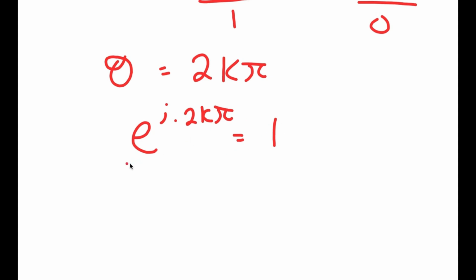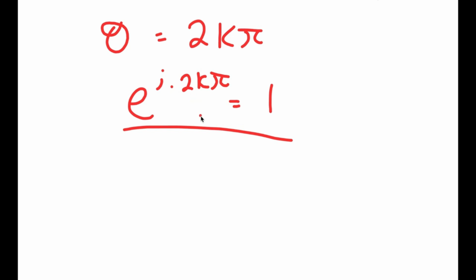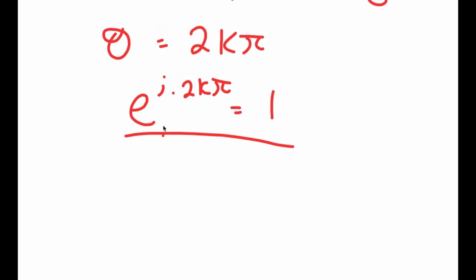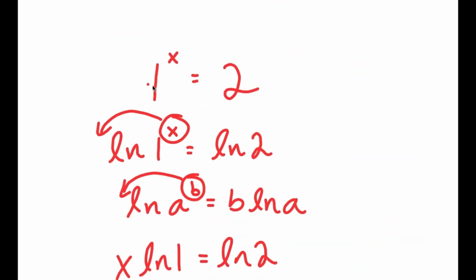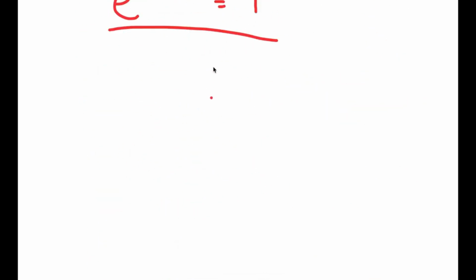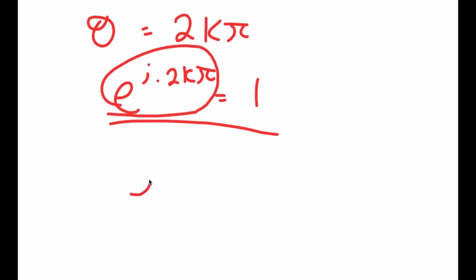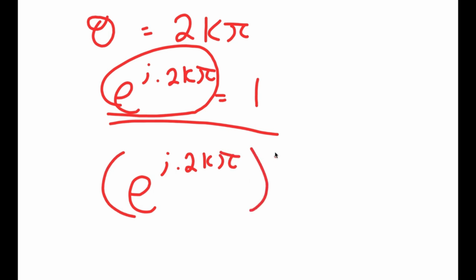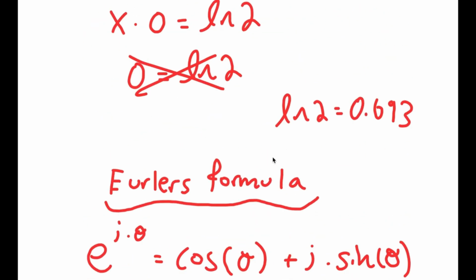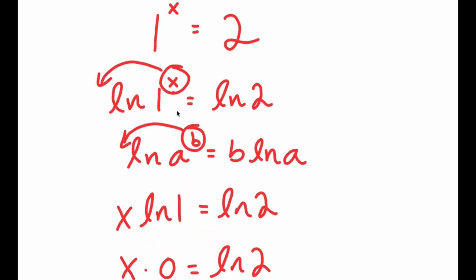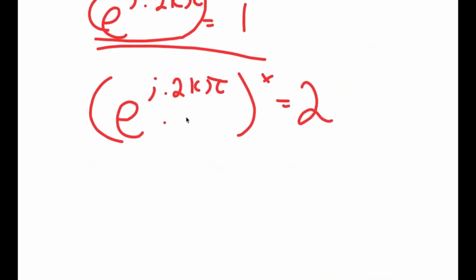So, because this statement is true, doesn't this mean that our original equation was 1 to the power of x equals 2? And this is equal to 1. This number right here is equal to 1. So we can say that e to the power of i times 2k pi, to the power of x, is equal to 2. All I did was substitute that in for 1. Now, if we solve for this, we should get our variable x.